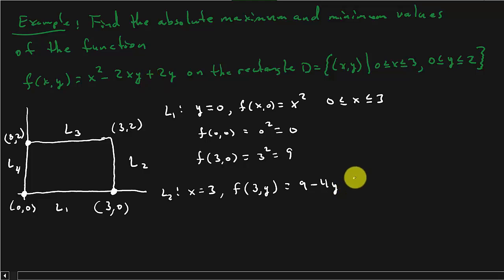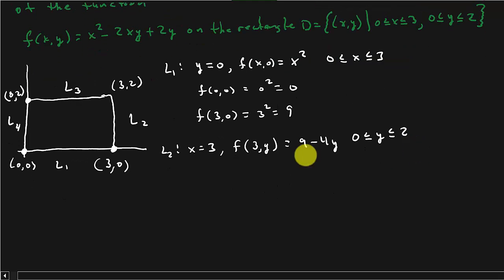Okay, and this is from when y is between 0 and 2. And you see that this is a line that has a negative slope, so it's decreasing. So I'm going to test the 2 points here. I'm going to do f of 3, 0, plugging 0 in for y, and that's going to give me 9. And then f of 3, 2, I plug the 3 in for x, the 2 in for y, so basically I'm just plugging 2 in for y. That's going to be 9 minus 8, which is 1.